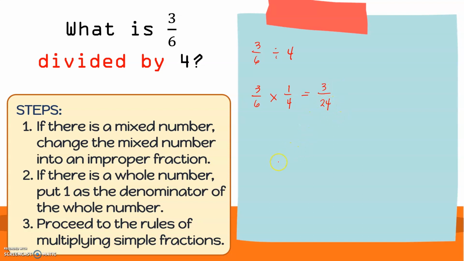3/24 is not yet in its simplest form, so let's find its simplest form through continuous division method for GCF. 3 and 24 are both divisible by 3. 3 divided by 3 is 1. 24 divided by 3 is 8. So the simplest form of 3/24 is 1/8. Therefore, 3/6 divided by 4 is 1/8.